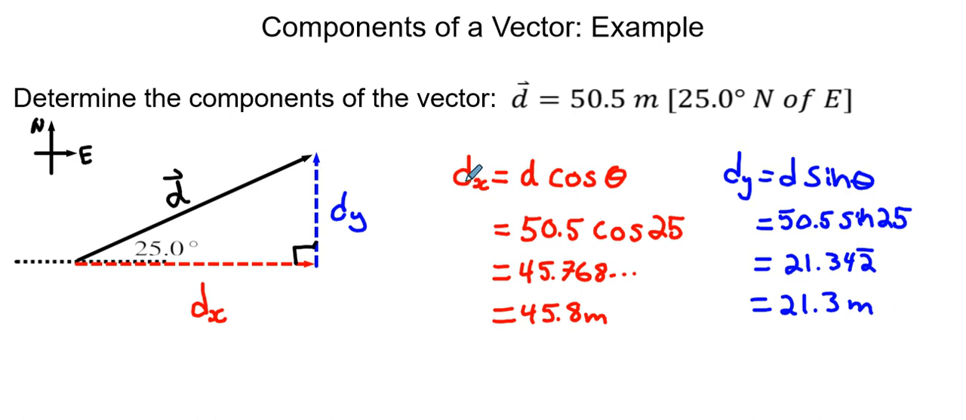The x then represents the part of the vector that goes to the east. And so from our start, we would have traveled a distance of 45.8 meters east. And at the end of our vector, we would have traveled a distance 21.3 meters north of our starting position. And that's a calculation of both components of this vector D.